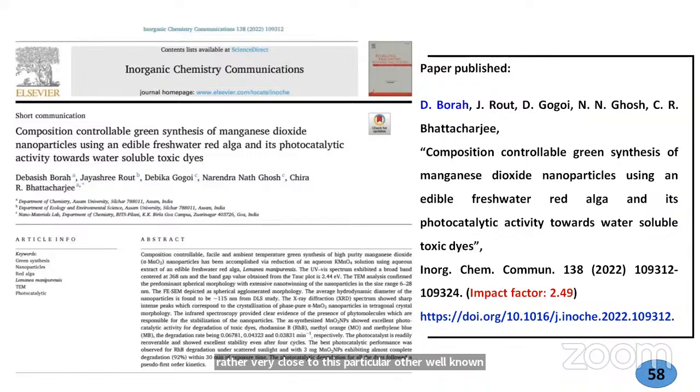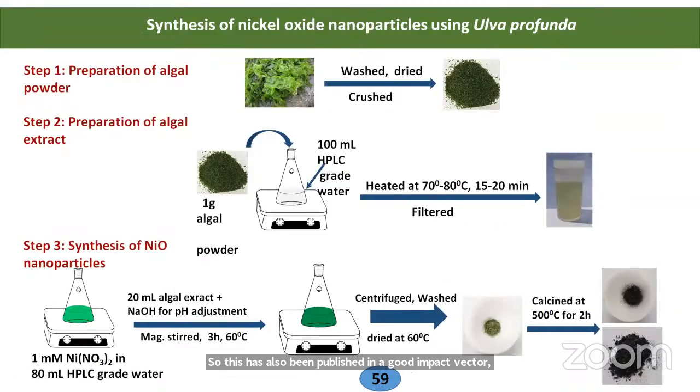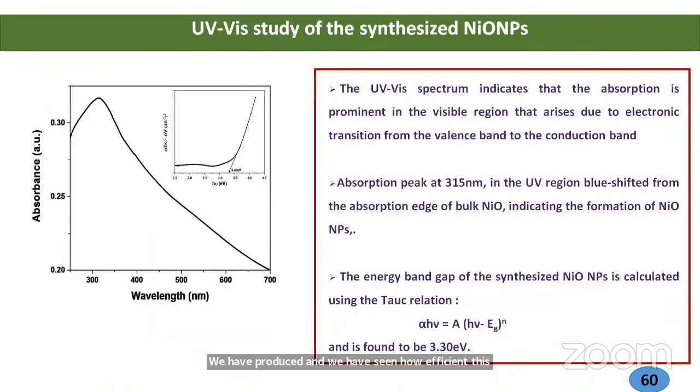So this has also been published in a good impact factor journal, Inorganic Chemistry Communications. Now this is another alga, a marine alga, Ulva profunda, which we could get from a marine belt. We prepared the algal powder and produced nickel oxide nanoparticles, and we have seen how efficient these nickel oxide nanoparticles are, with precaution. I will move a little fast, as I have to complete before my time.